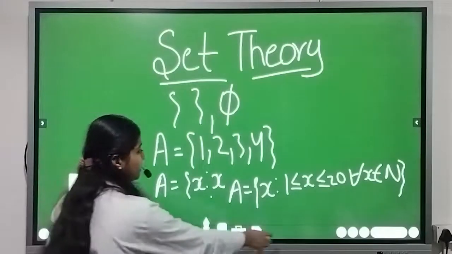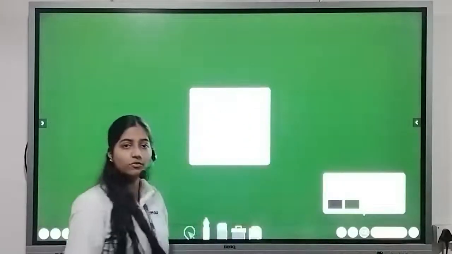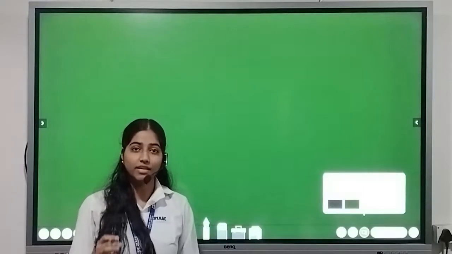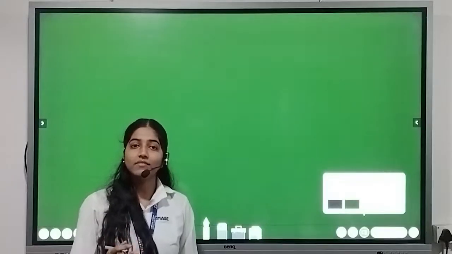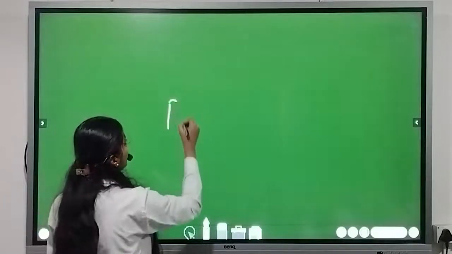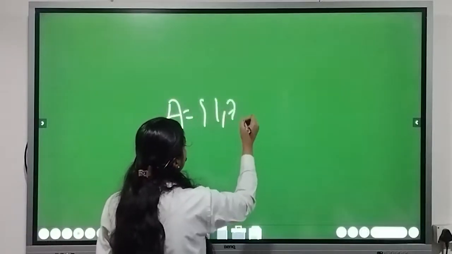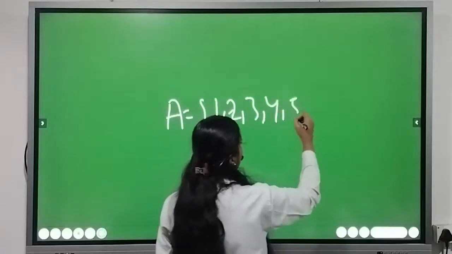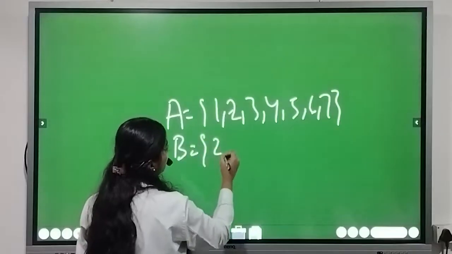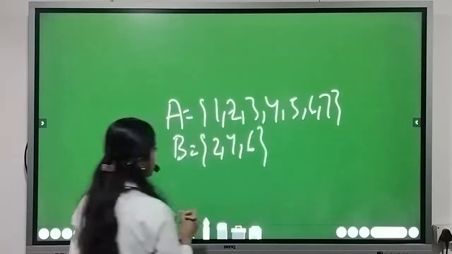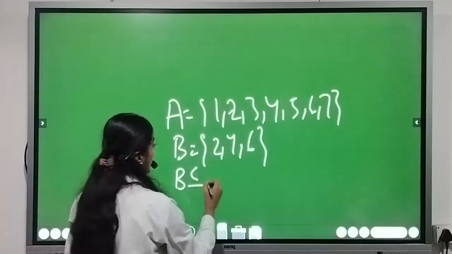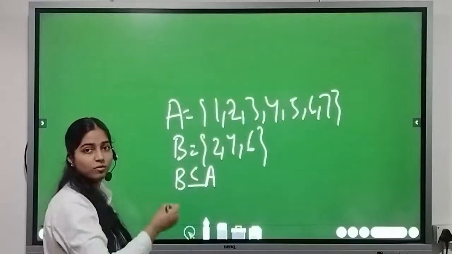Now we will move to subset. The definition of a subset is: let A and B be two sets. If each element of set B lies in set A, then we say that B is a subset of A and A is a superset of B. For example, let A be {1, 2, 3, 4, 5, 6, 7} and B be {2, 4, 6}. Here we can see that all the elements present in B lie in set A. So B is a subset of A, and conversely, A is a superset of B.